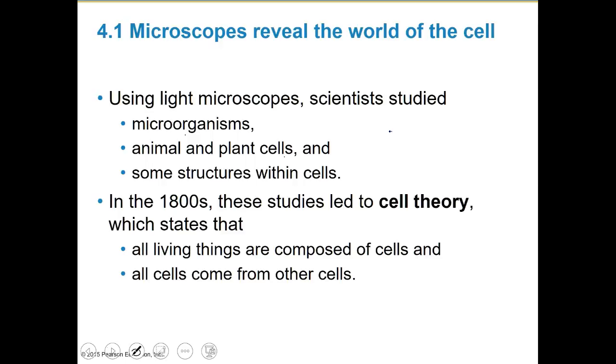Anyway, so in the 1800s, these studies led us to this cell theory. It states that all living things are composed of cells and all cells come from other cells. There's sometimes a third component. Why is it not in my brain? I think it's just that basically the cell's the smallest unit.